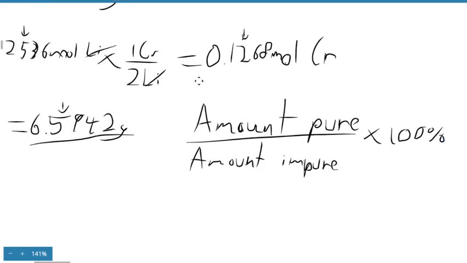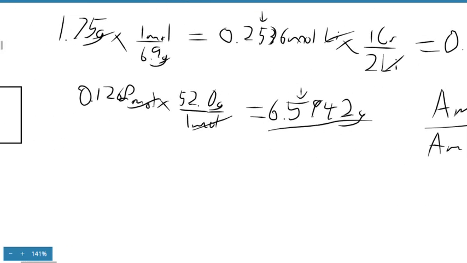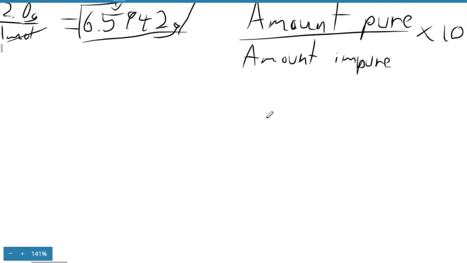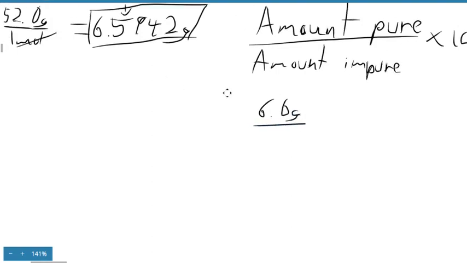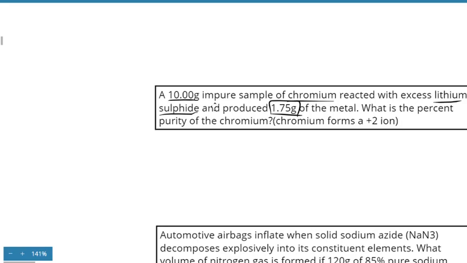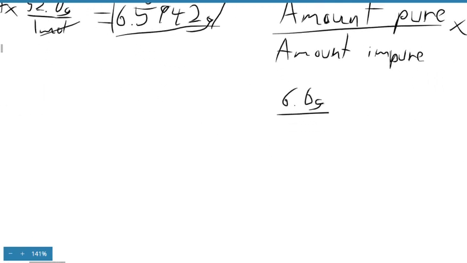So now from this is our amount pure, because this is the amount of chromium that was reacted to make the lithium. So we can put that down. It's fine to round to 2 sig figs now, 6.6 grams. And then the amount impure, the total amount of the sample of chromium, is 10.00 grams, times 100%.